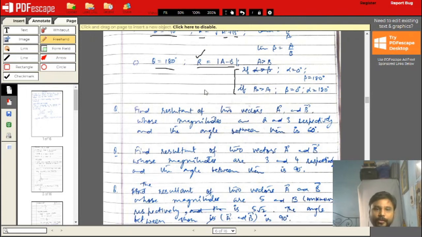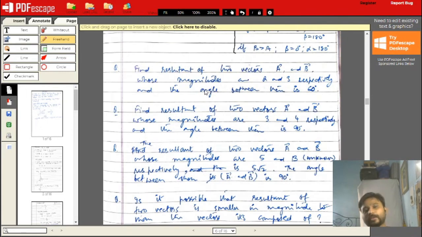Next, we want to proceed further to the questions. The first question is: find the resultant of two vectors A and B whose magnitudes are 2 and 3 respectively, and the angle between them is 60 degrees. So there are two vectors, the magnitudes are given and the angle is given. Find the magnitude of the resultant. All these questions must ask for the magnitude of the resultant because that is what we want to find.